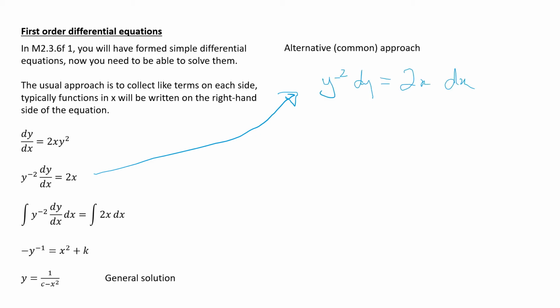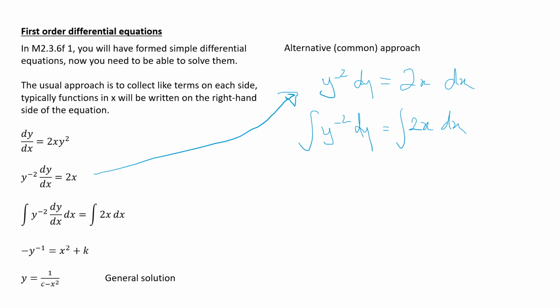I would get y to the minus 2 dy is equal to 2x dx. Now the common approach, if mathematically incorrect, but it works, is that you integrate the left hand side with respect to y and the right hand side with respect to x. It works, but I say it through gritted teeth.